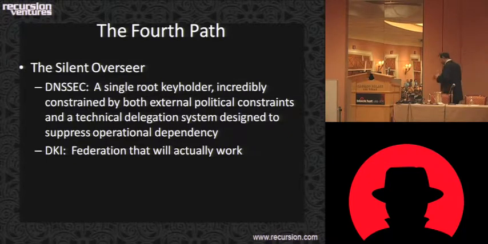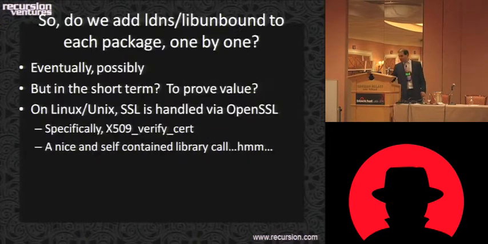But if you compare the powers of the normal master roots out there, and then ICANN, man, I know which one I want to have to worry about. I'm going to worry about the guys who can't act to hurt me. So that's what's interesting. That's what makes domain key infrastructure so powerful. It is federation that will actually work.